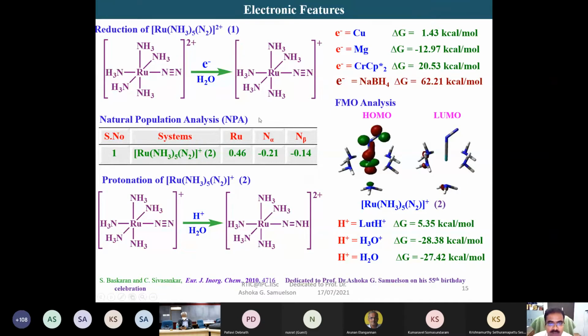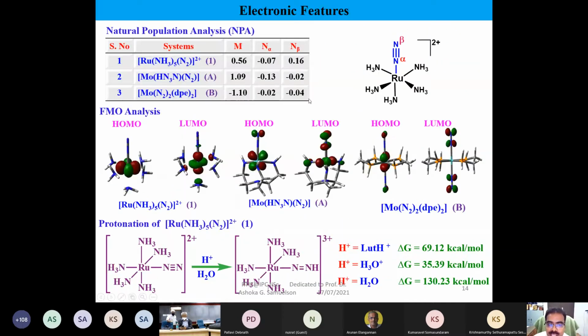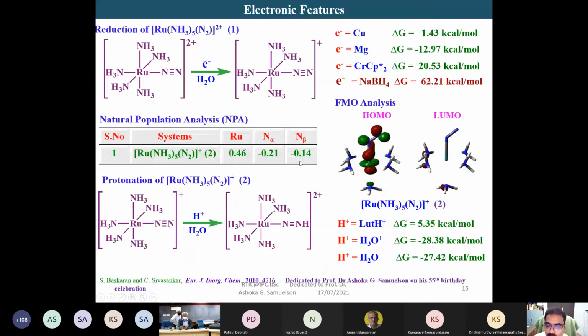And thus, what we are saying here is, after reducing this, now it is very obvious that you can see the improvement of negative charge on the N beta. In the previous case, you can see 0.16. Now it has improved to minus 0.14. And thus, probably now the N beta, that means beta nitrogen, can uptake a proton by using any of these listed protonating agents. And now the reducing agents, if you see, these are the things that we used.